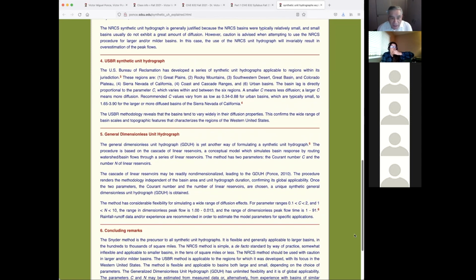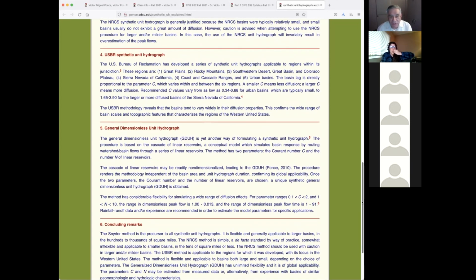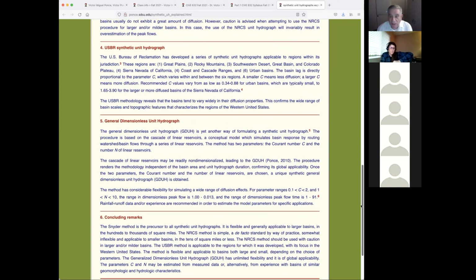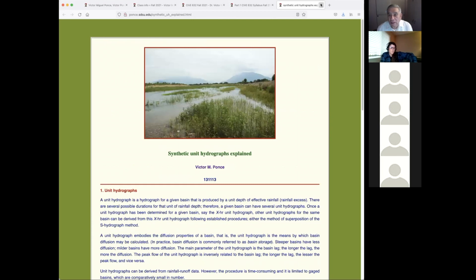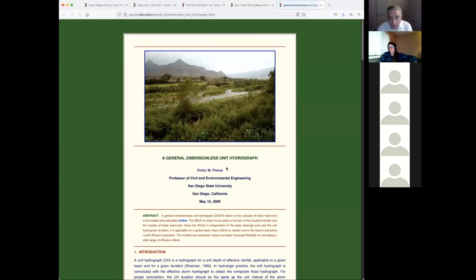And finally, the last synthetic unit hydrograph is the general dimensionless unit hydrograph, which I'm going to come up with, which is based on the cascade of linear reservoirs. So this is what we're going to be talking about today, the cascade of linear reservoirs. So the subject today is a general dimensionless unit hydrograph. I should tell you the story of this paper.